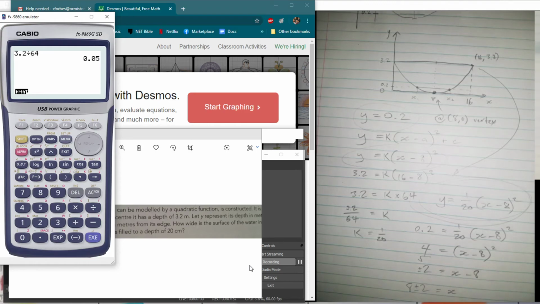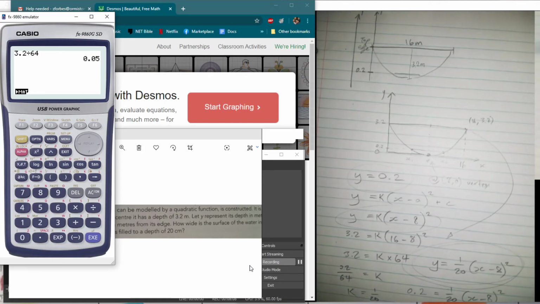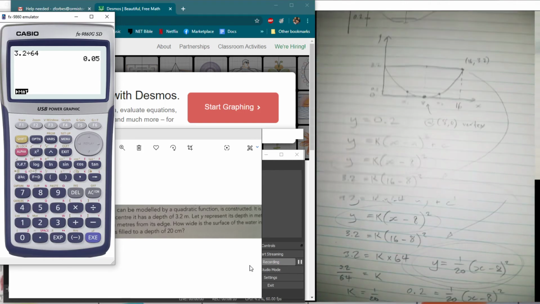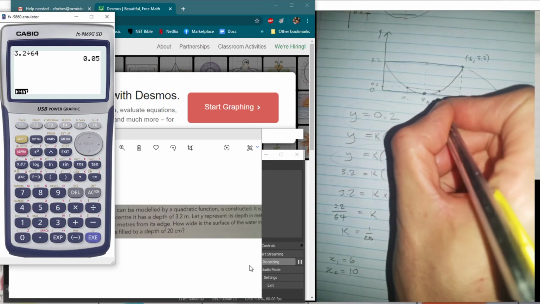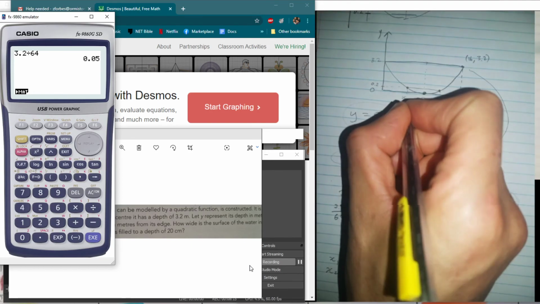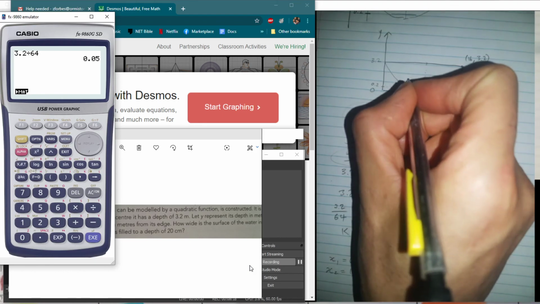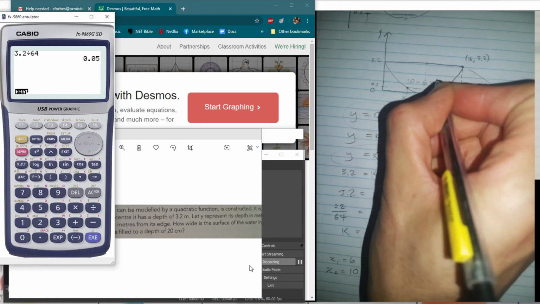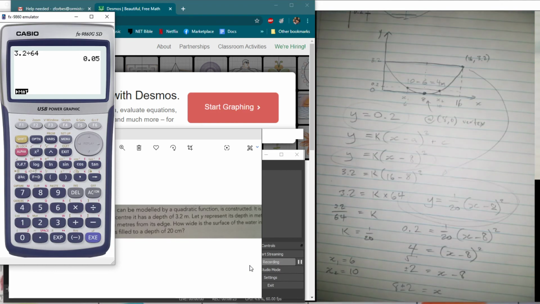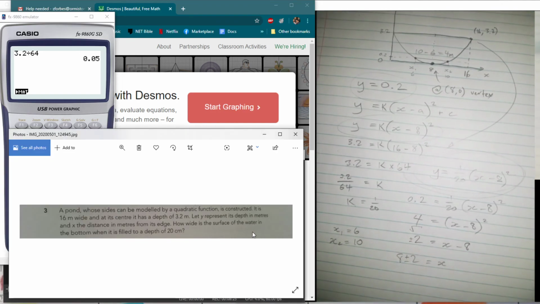So it's 8 plus or minus 2 equals x. So therefore x1 is going to be the smaller of those two, which is 8 minus 2, which is 6, and x2 is going to be 8 plus 2, which is 10. So therefore the pool is going to be, we've just found out that this is 10, we found out that this is 6. So to find this distance, we just do 10 minus 6 equals 4, and then units meters. So let's have a look at the question so I can answer it properly. How wide is the surface of the water in the bottom when it is filled to a depth of 20 centimeters? I can say 4 meters wide.